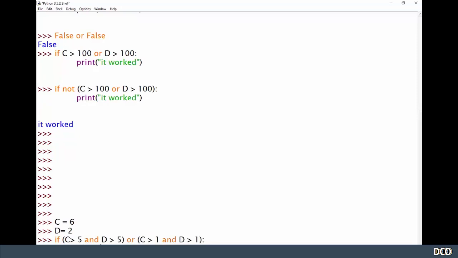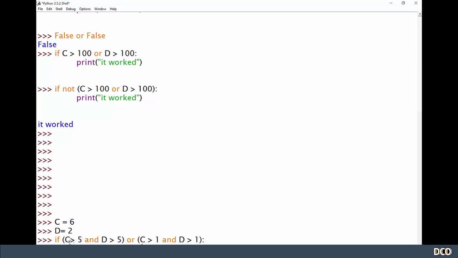print it worked. Now I'm not going to press enter. I'm just going to walk you through what answer this is going to give. Okay, so let's start on the left, because that's how these things work, right? Let's start on the left here. C is 6, so is 6 greater than 5?